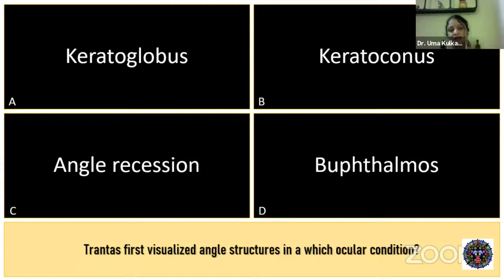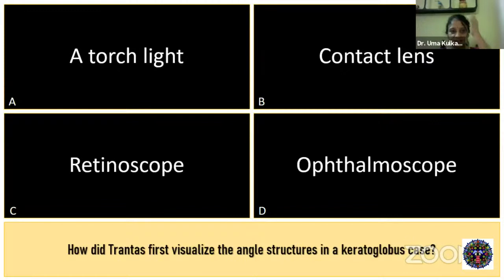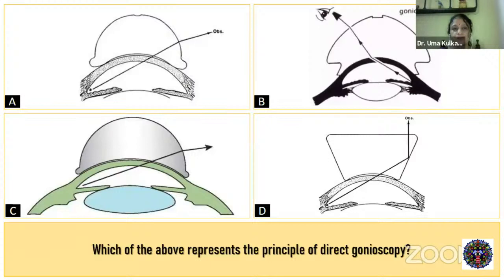So he started evaluating why we are not able to see, and he came up with gonioscopic examination. So with what did he examine the keratoglobus cases? Was it a torchlight, contact lens, retinoscope, or ophthalmoscope? It was an ophthalmoscope. So he was using the ophthalmoscope to see the structures of the angle in a case of keratoglobus. Later he started indenting the limbus to see better structures, and he came up with this idea of gonioscopy. Which of the following, there are four diagrams here, represents the principle of direct gonioscopy?